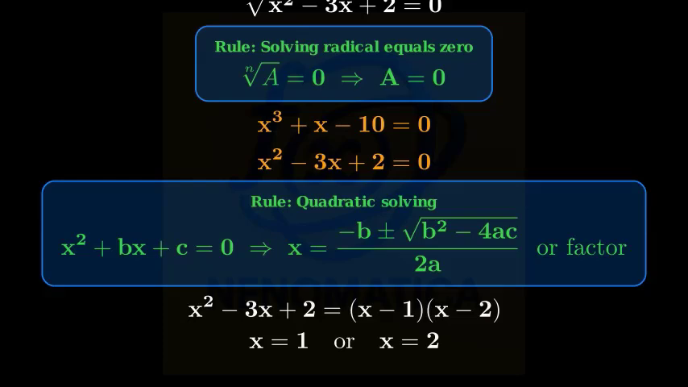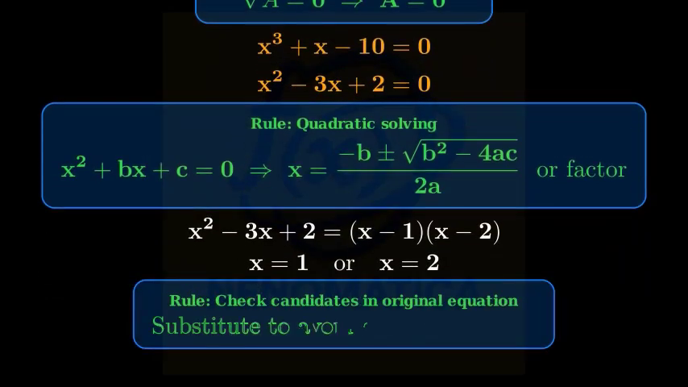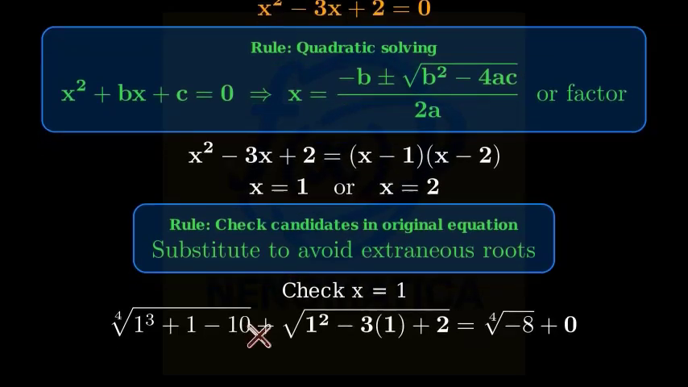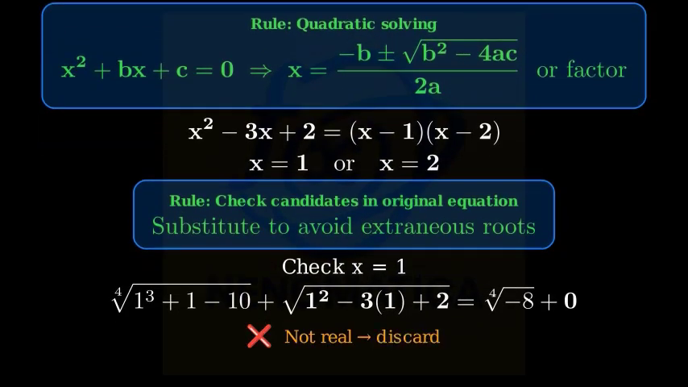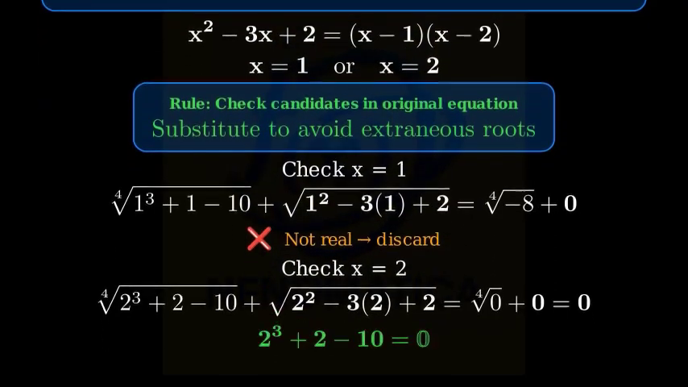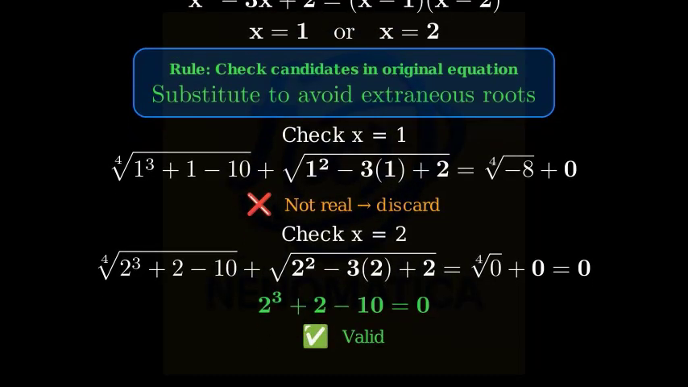So the candidates are x equals 1 and x equals 2. Step 4. Check each candidate in the original radical equation to avoid extraneous roots. Always substitute back. For x equals 1, the fourth root becomes the fourth root of -8, which is not real, so discard x equals 1. For x equals 2, both radicals become 0, and the cubic x cubed plus x minus 10 also equals 0. So x equals 2 is valid.